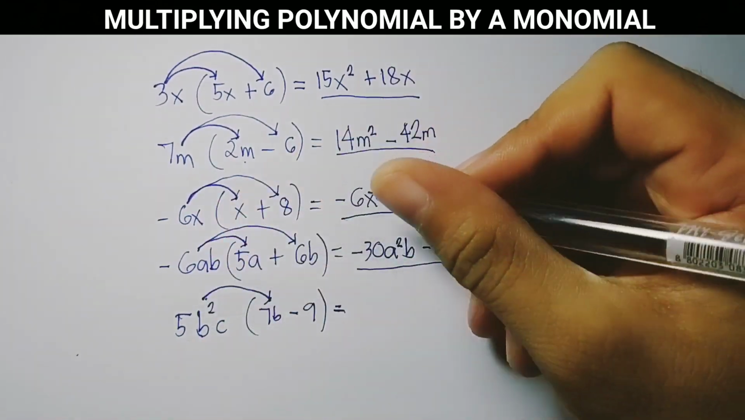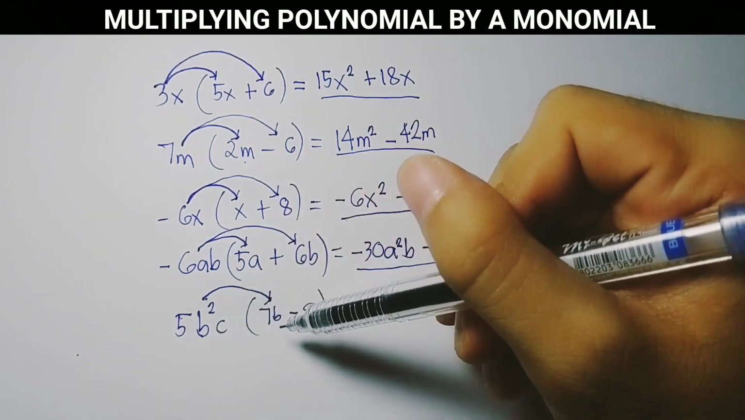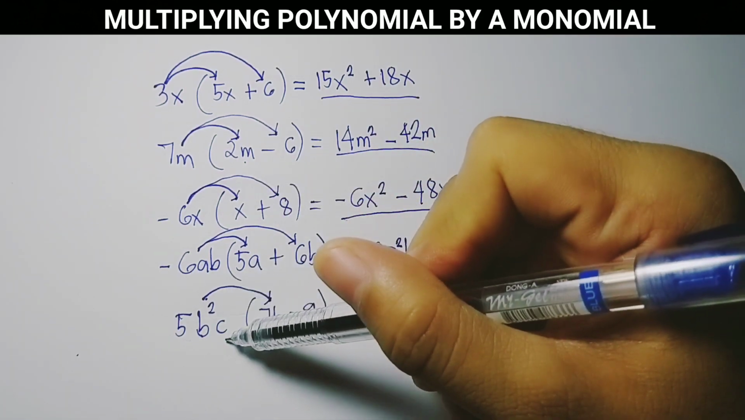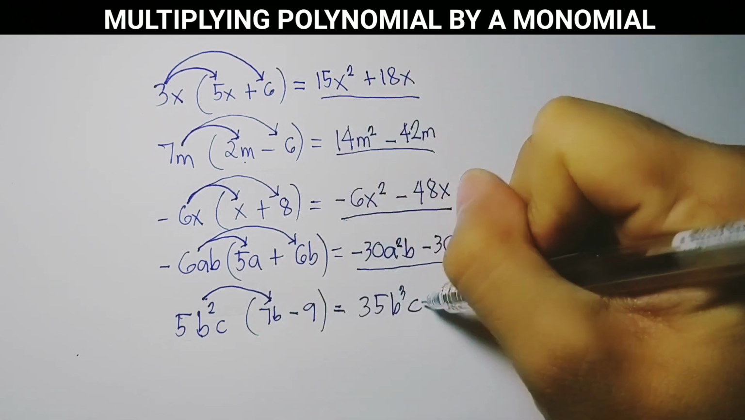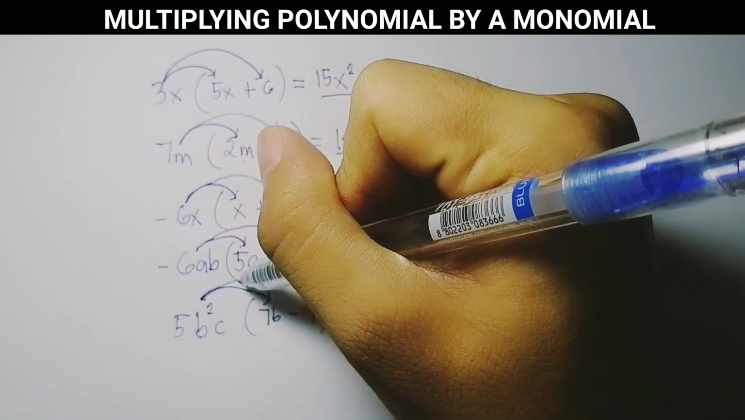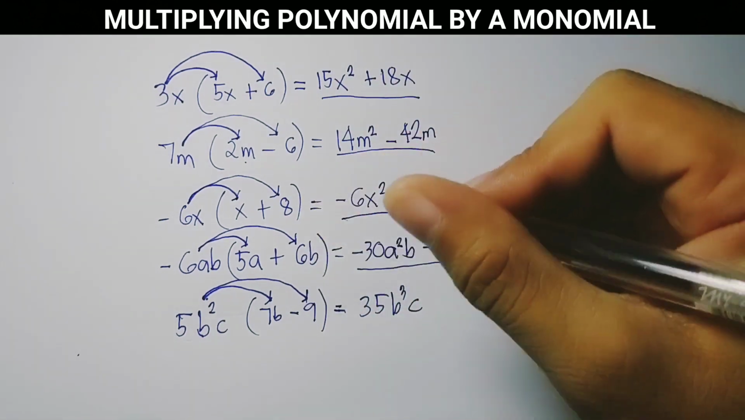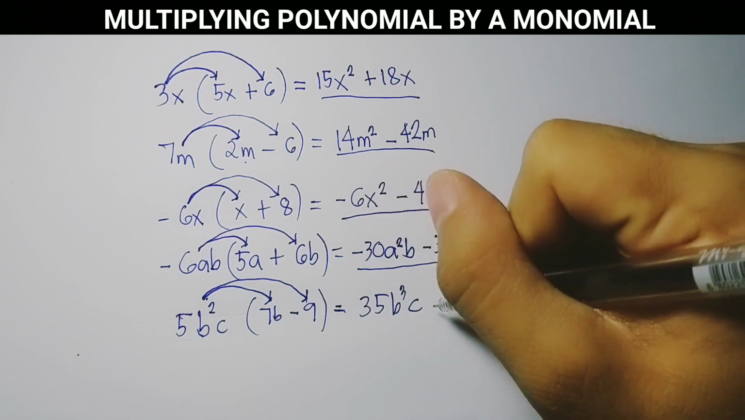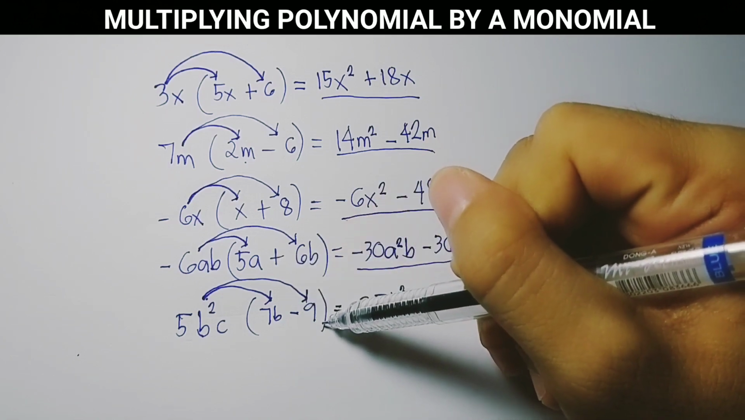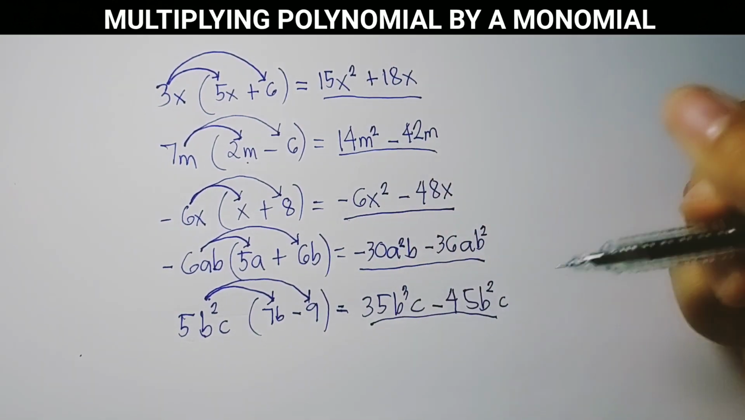So, 5 times 7, that is 35. Unya, b squared, naa may b diri sa pikas. So, mahimo ning b cube. Kay i-add man nato ang exponent. Unya, c, wala may c diri sa pikas. So, kopyahan na ang c. So, nahuman na ta diri nga term. Diri na punta sa pikas. 5b squared c multiply sa negative 9. So, 5 times negative 9, that is negative 45. Unya, wala may variable diri. So, kopyahon nato ang variable. So, b squared c. O, human na dayon.